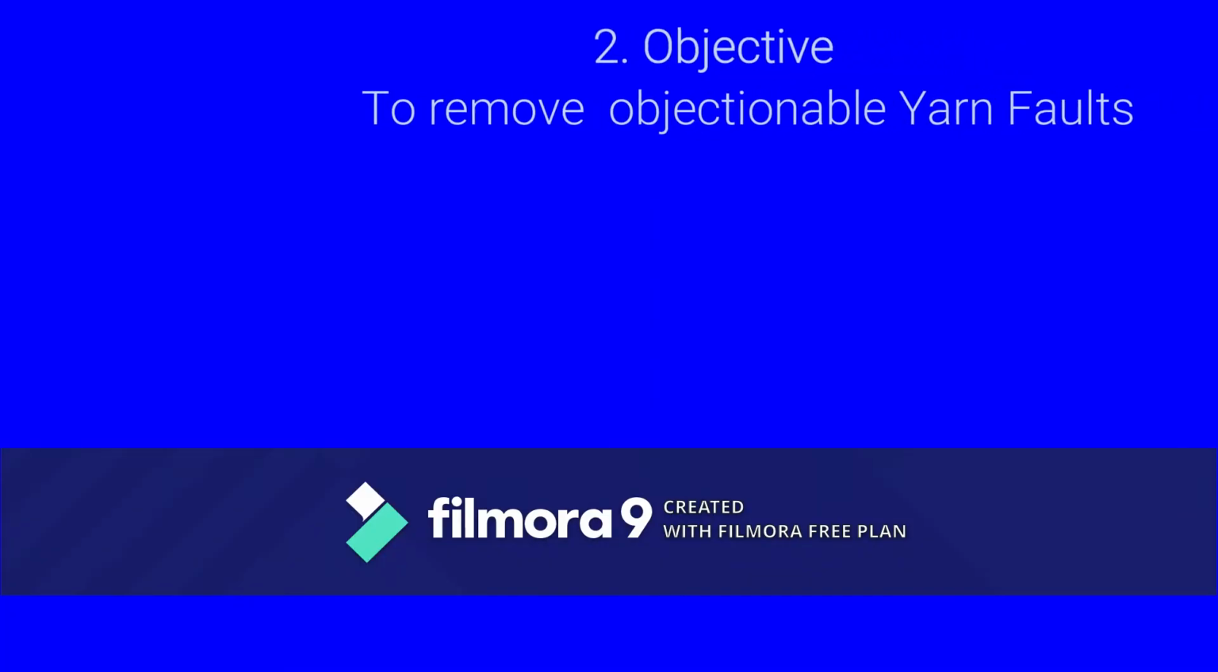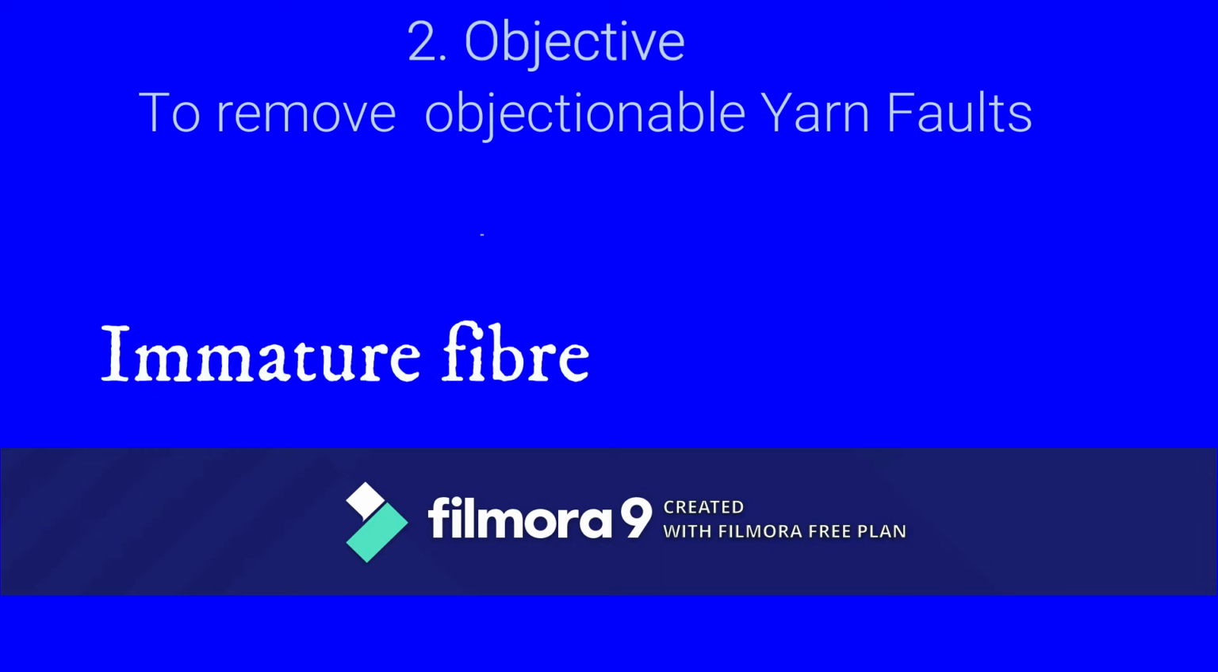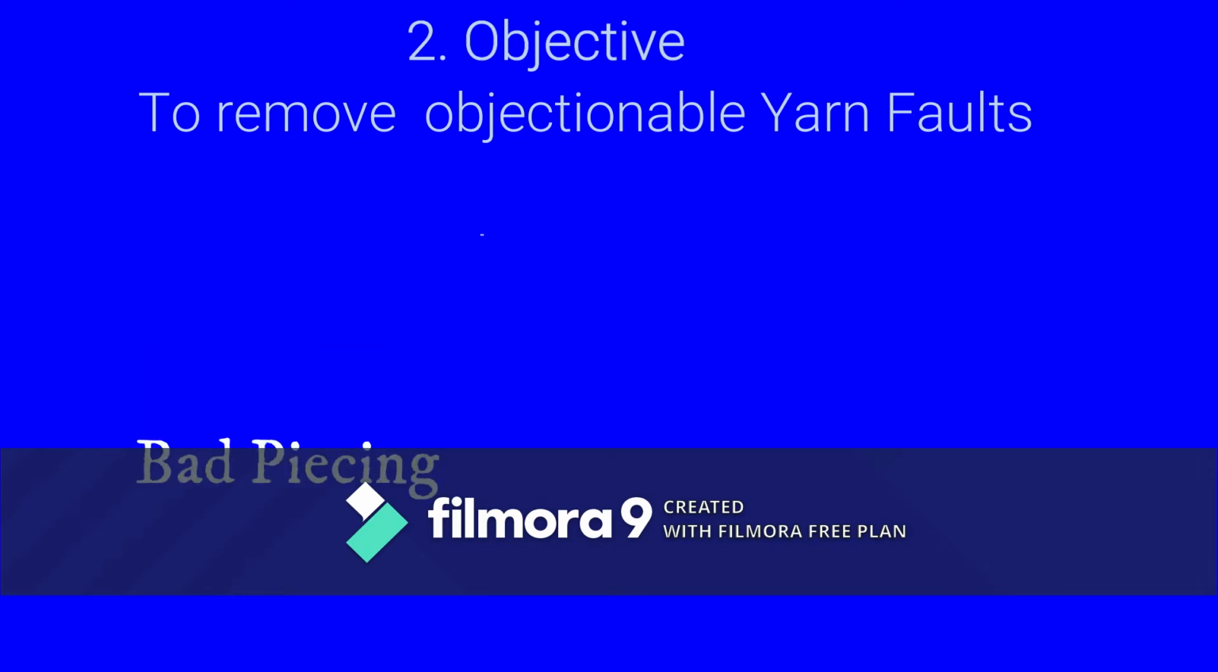Now let us learn the second objective, which is to remove objectionable yarn faults. Objectionable yarn faults are those faults which occur due to drafting irregularities in a ring frame, immature fibers, or bad fixing operation. It causes yarn breakage in the subsequent process. It affects the quality and appearance of yarn. Hence, it has to be removed.